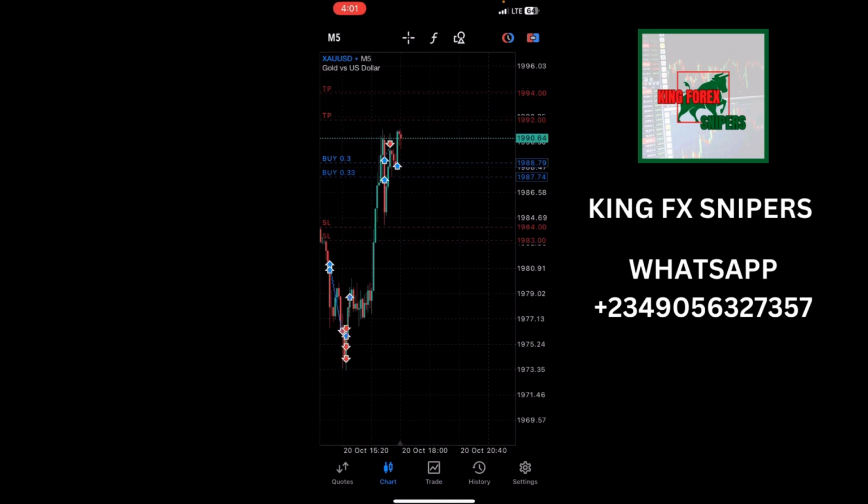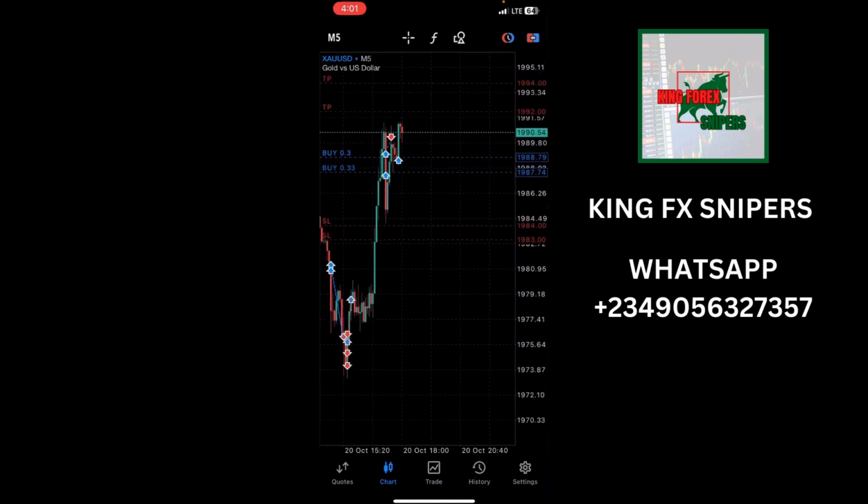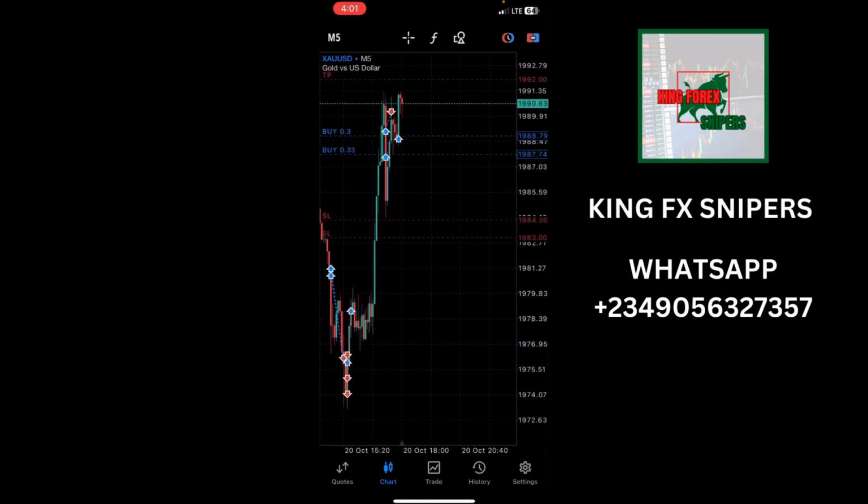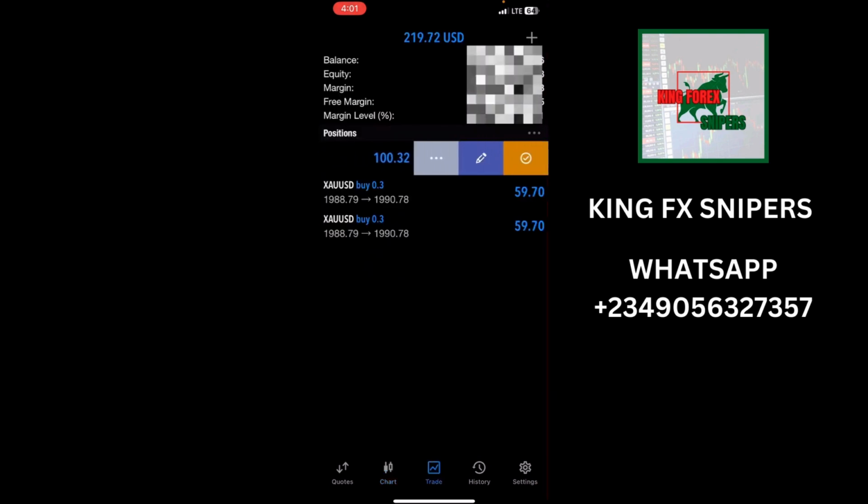1987.74. See it here, 1987.74. This was my entry point. Yes, so this is my entry point. Now I have to go back and modify my trade. I'll click on this thing, or I'll click on the three dots and click on modify trade.